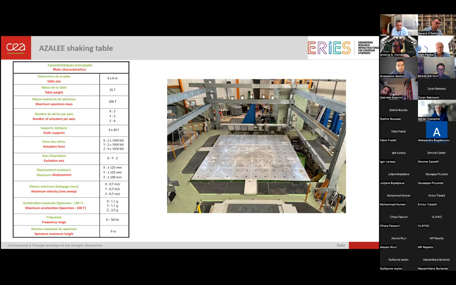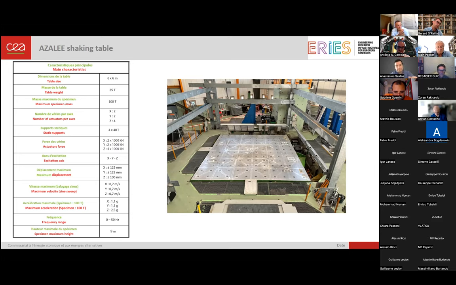And additionally, we have five static supports. The maximum force of the actuator is 1,000 kilonewton for static force and less for the dynamic one, around 800 kilonewtons. The displacement is plus or minus 125 millimeter for the horizontal axes and plus or minus 100 millimeter for the vertical one. The velocity is around 0.7 meter per second for each axis, and with a total payload on the table, we can apply earthquakes up to 1 g for both horizontal axes and up to 2.5 g for the vertical one. And the frequency range of this table is up to 50 Hertz.